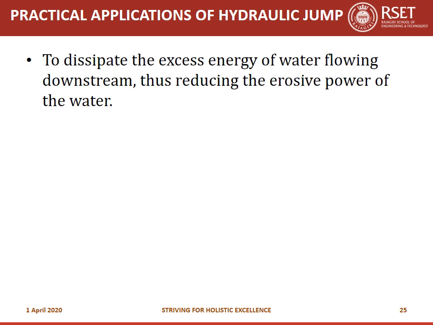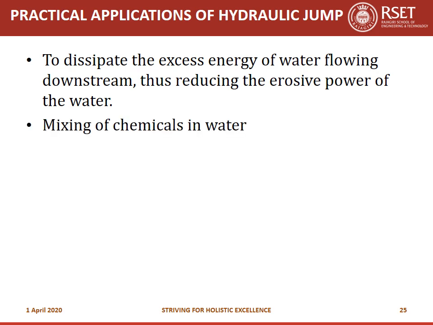One of the applications is to dissipate the excess energy of water flowing downstream. So when water comes with all its force, it is going to erode a lot of soil and it is going to damage a lot of structures downstream. So in order to reduce the power or the energy of the water, we use a hydraulic jump. So hydraulic jump is practically used to reduce the energy of water flowing downstream.